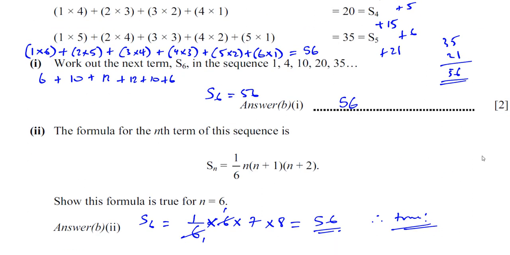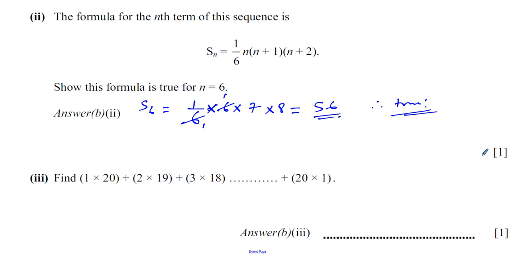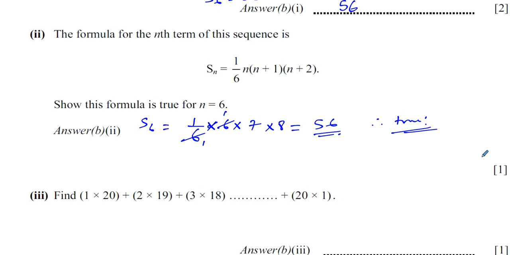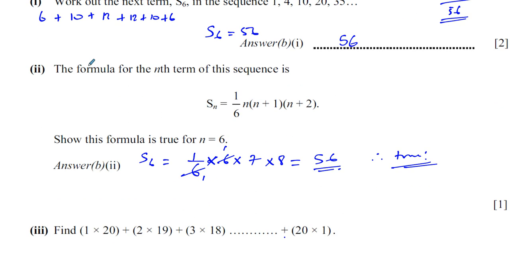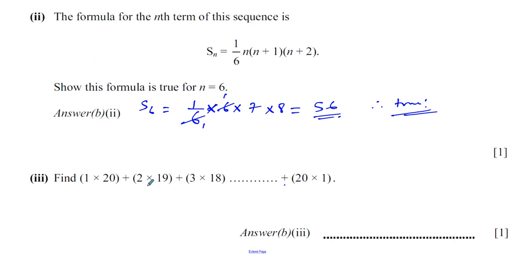Now, part 3. It says find 1 times 20 plus 2 times 19 plus 3 times 18 plus all the way to 20 times 1. So basically it's the same sequence if you look above. It's just that our n is going to be 20 this time. It's going to be 1 times 20 plus 2 times 19 plus 3 times 18 all the way back to 1 again. So this is the same sequence that we're going to use.